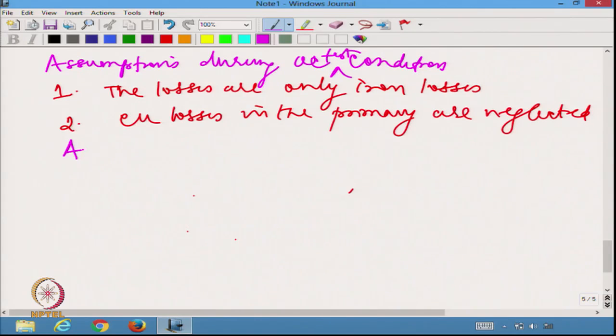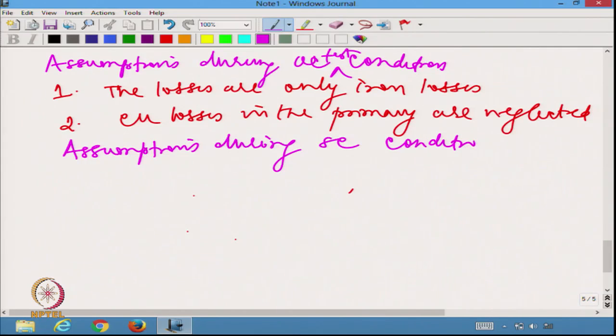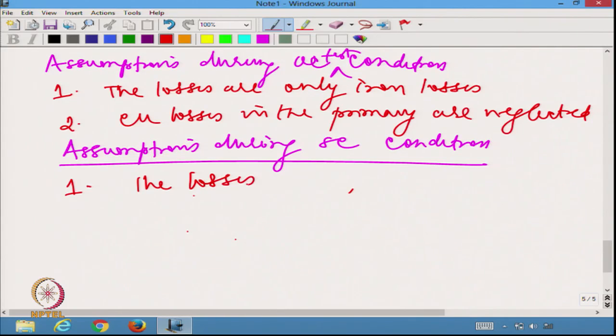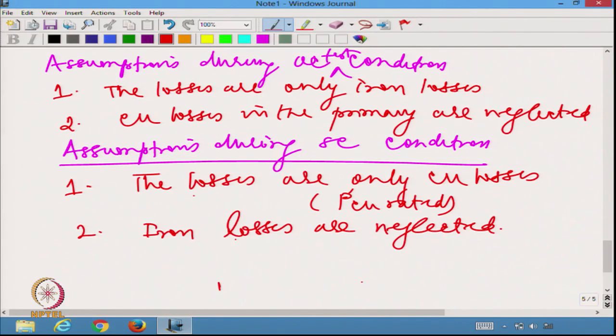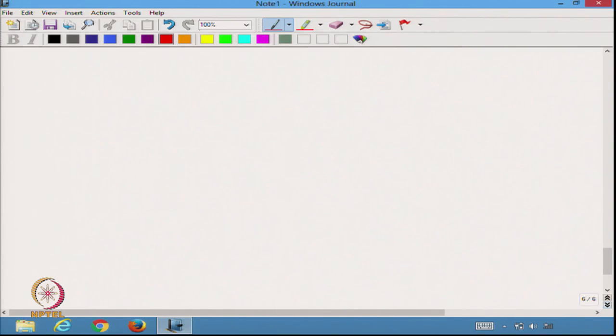Similarly, I can say the assumptions during short circuit condition are: we are going to look at only copper losses, and that is actually P_CU rated, that is rated copper losses. The second thing is the iron losses are neglected. So, these are the assumptions that we make during open circuit test and short circuit test.